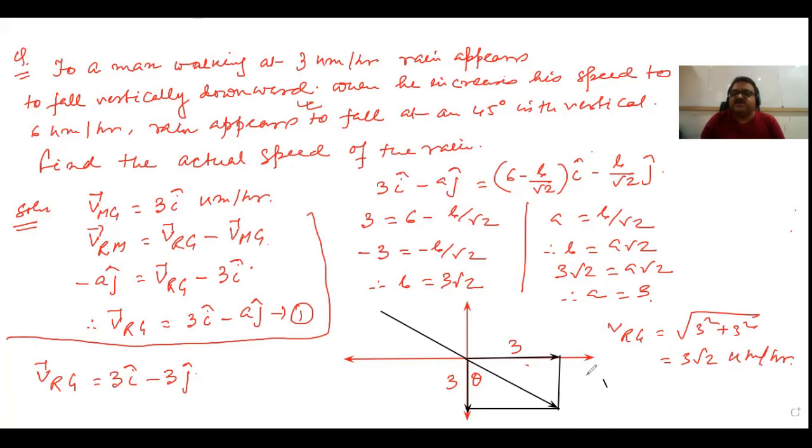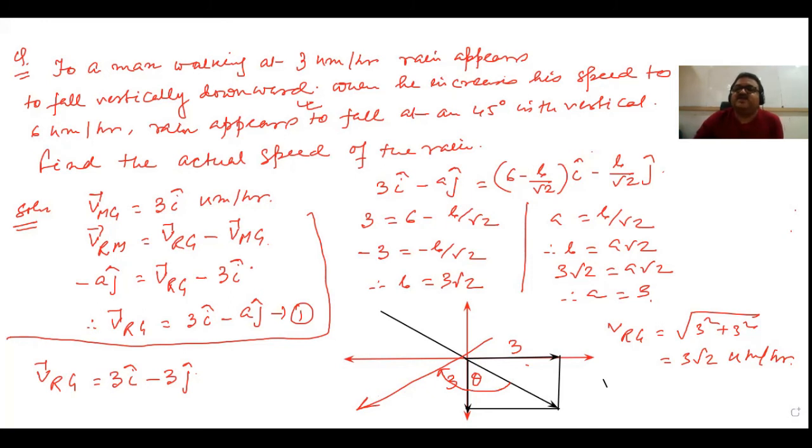That means if the man stands stationary, he needs to keep his umbrella like this for 20. But now the difference is this. When he was running, he held the umbrella like this. But if he stands stationary, he needs to hold the umbrella like this. Look, as I told you, as the speed increases, tilting of the angle also increases. Correct?